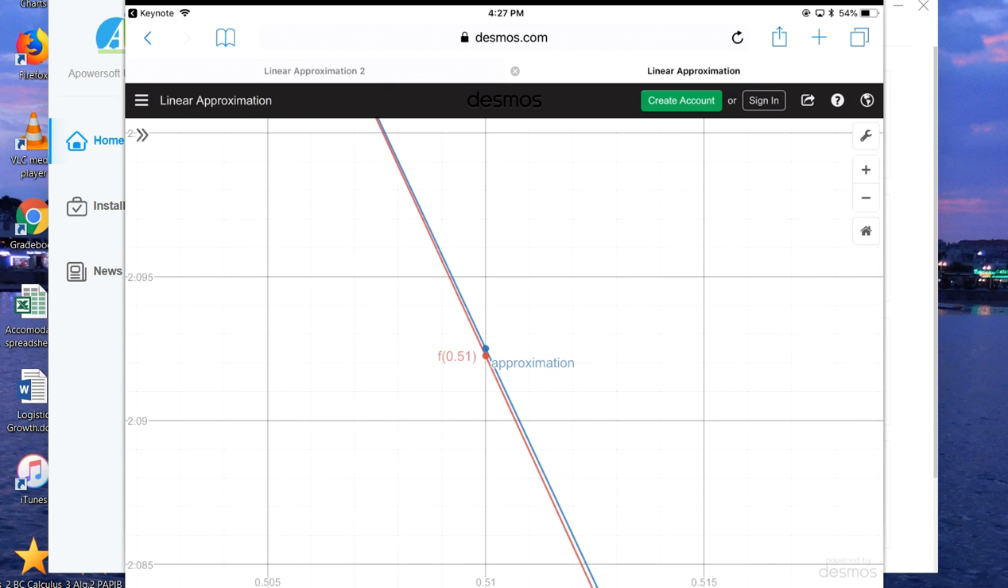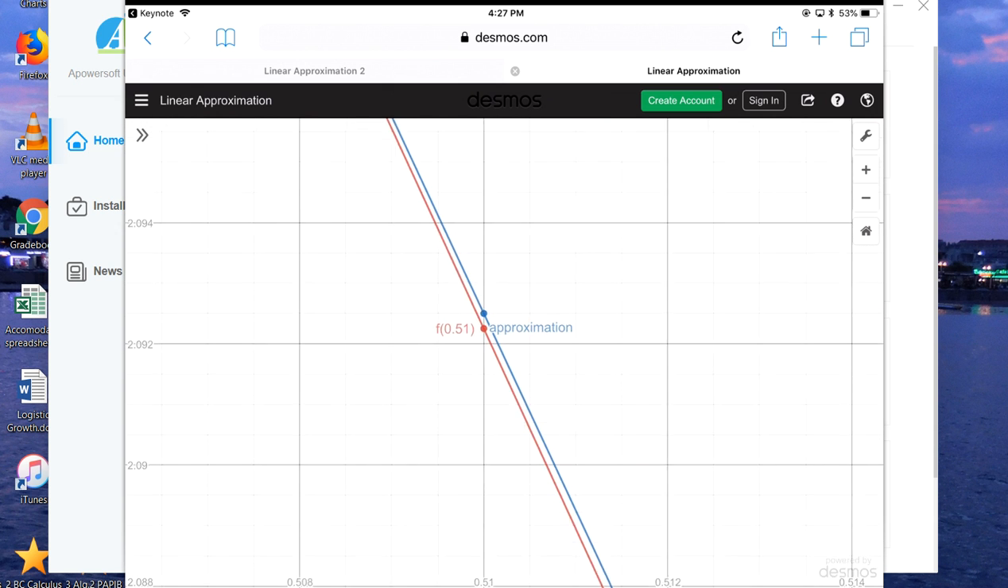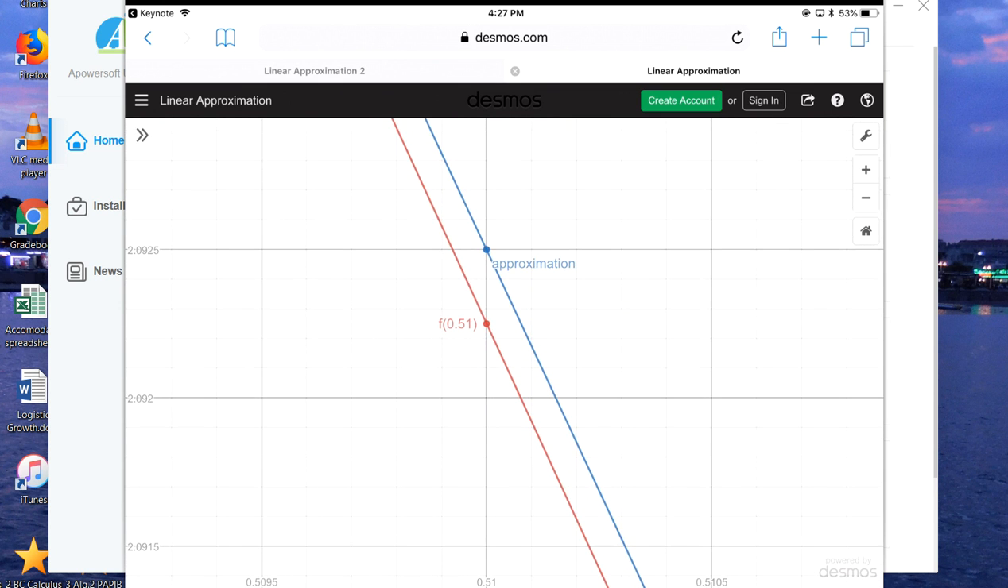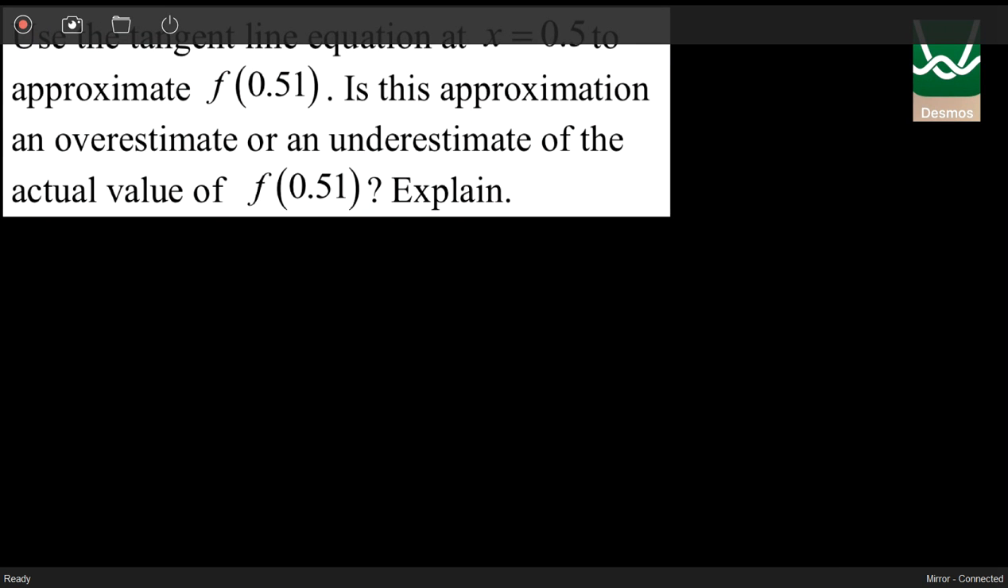All right, so now, after zooming in a lot, I can actually finally see the separation. The red point is on the actual curve of the function. The blue point is on that tangent line. And you can see that the blue point is a value that's higher than the red point. What that means is that we are going to have an over approximation of the actual value.